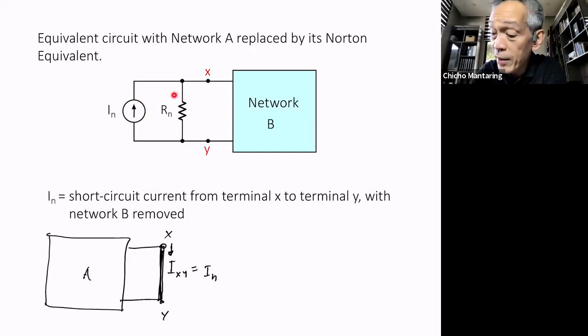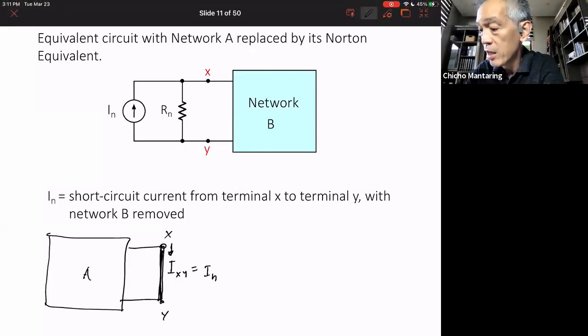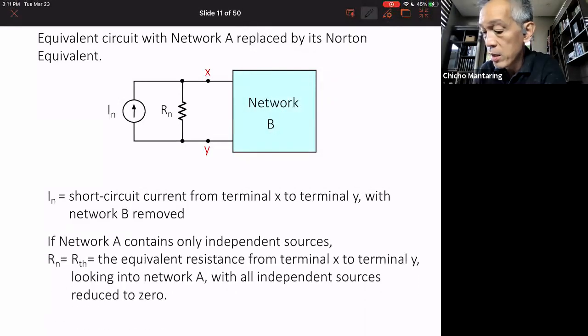And R sub n, excuse me, R sub n is going to be the same as RTH. So R sub n is the equivalent resistance from terminal X to terminal Y looking into network A with all independent sources reduced to 0.